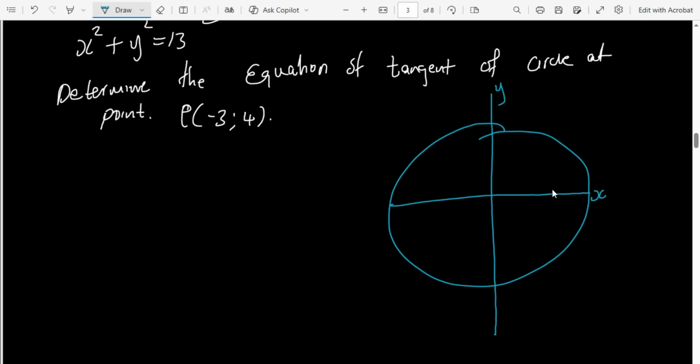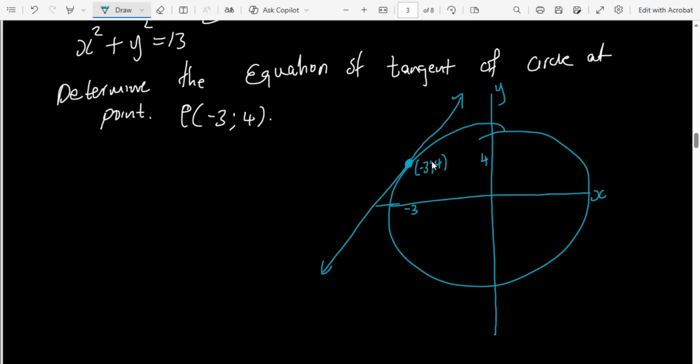Okay, so let's look at this. We know that the point is -3 and 4, so it's somewhere here. You see? Okay, so this will be my equation. This is the point of -3 and 4. That's the point, minus 3 and 4.